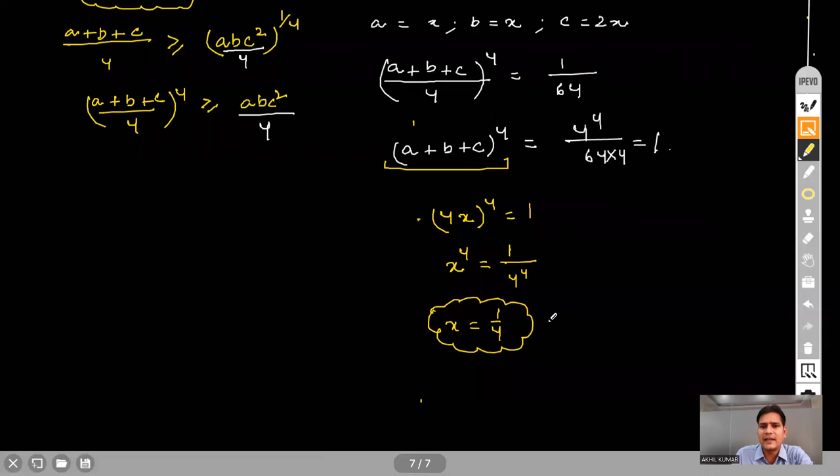So what was X? A was nothing but X. We have considered A as X. So the value of A will be 1 by 4, and A and B both are equal. So A is equal to B is equal to 1 by 4. And the value of C will be 2 times of X, that is 2 times of 1 by 4, that will be nothing but 1 by 2. Right? So we got the answer: the value of A and B will be 1 by 4, and the value of C will be 1 by 2.